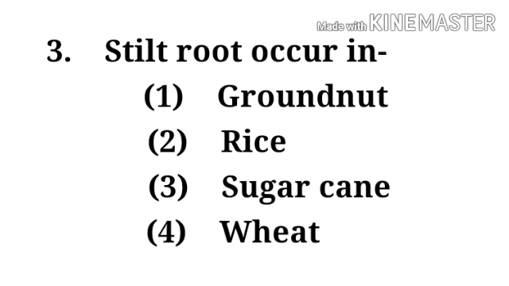Second, rice: there are no stilt roots. Third, sugarcane: it is the correct answer. Number 4, wheat: there are no stilt roots. Rice, sugarcane and wheat are monocot plants, and groundnut is a dicot. Again, here the answer is number 3, the sugarcane. This is the final answer.